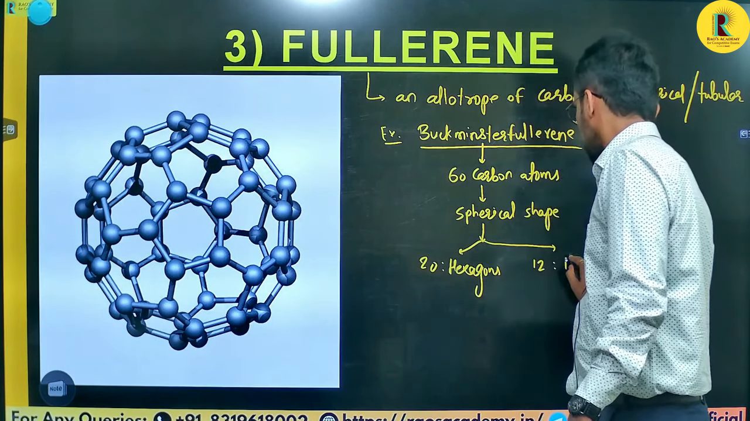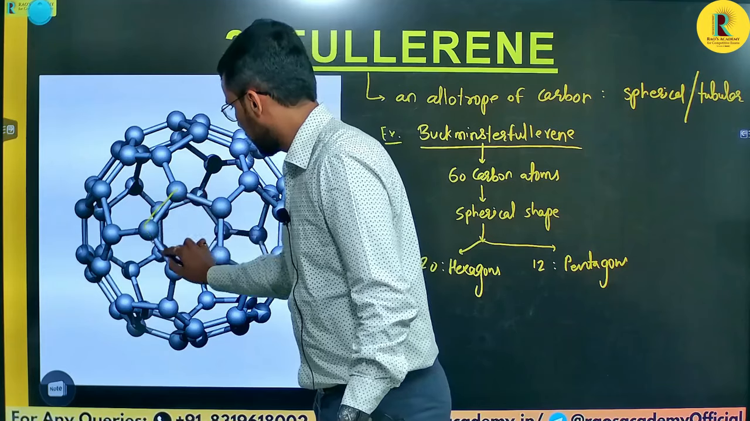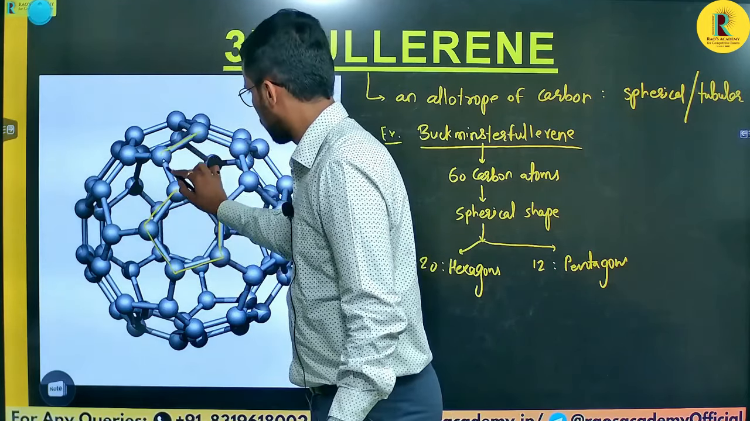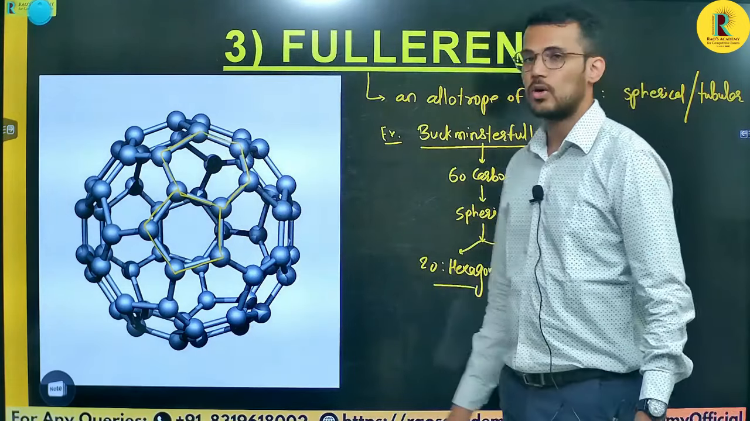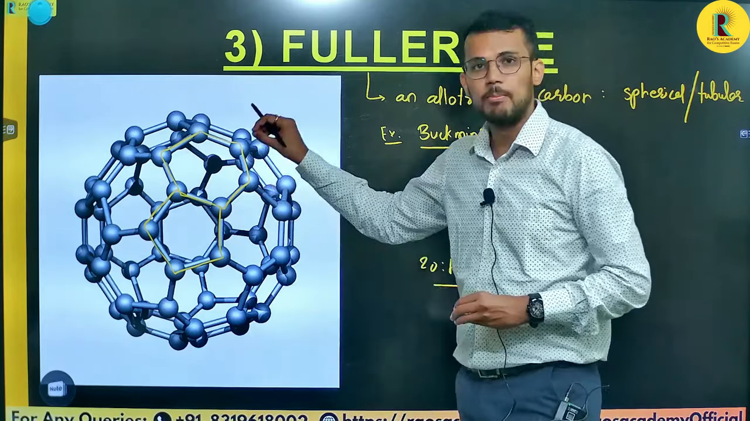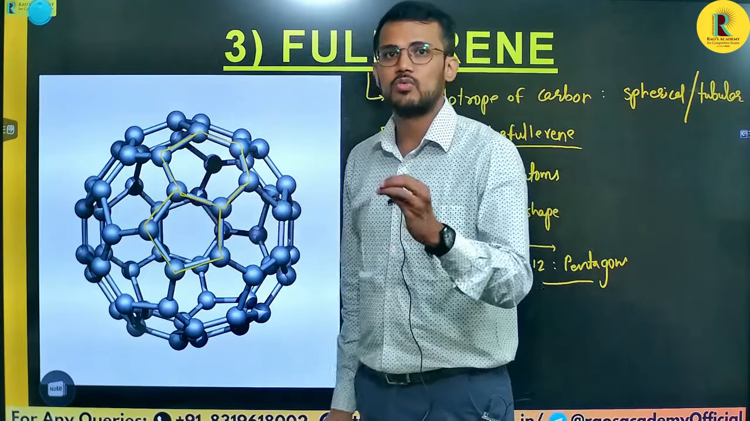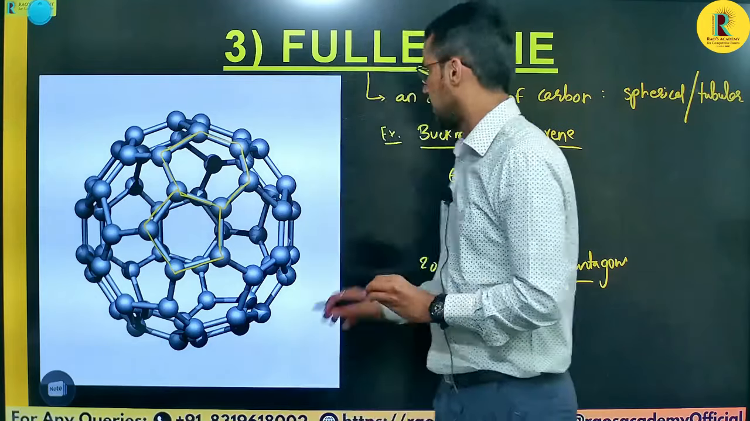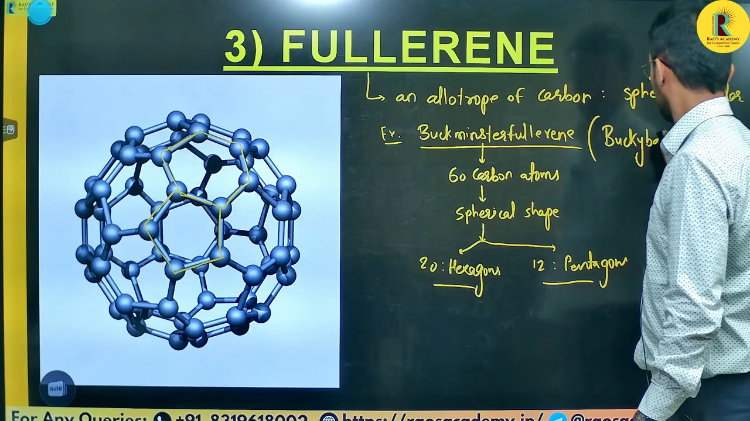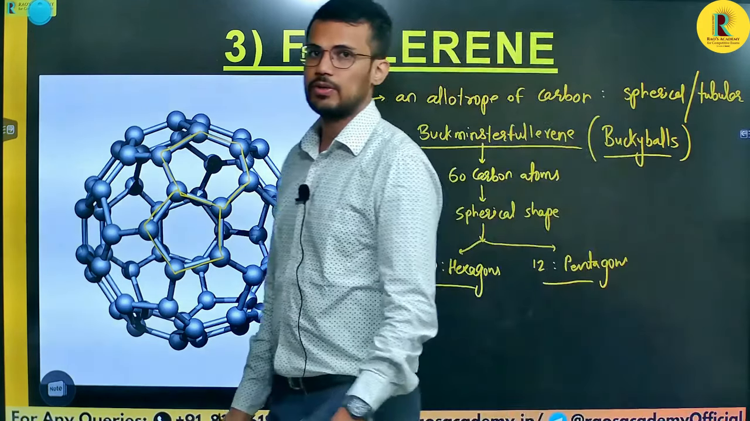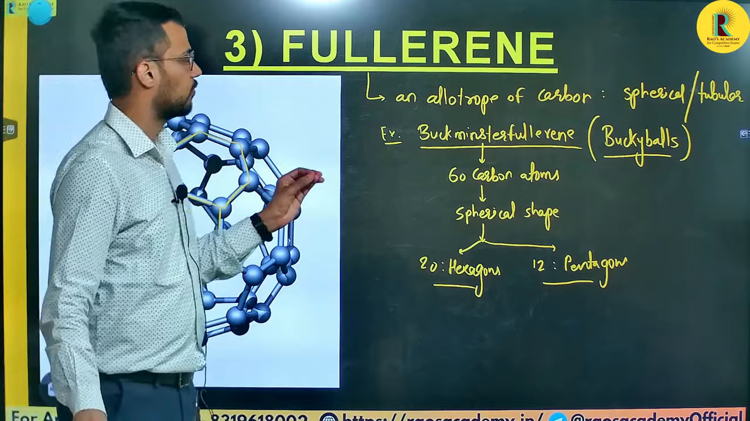And you can see this in pictures, right? Suppose this is one pentagon and this is one hexagon. That way 20 hexagons and 12 pentagons are formed by carbon atoms in Buckminster fullerene. The shape of Buckminster fullerene resembles a soccer ball, a football. And that's why these Buckminster fullerenes are also known as buckyballs.